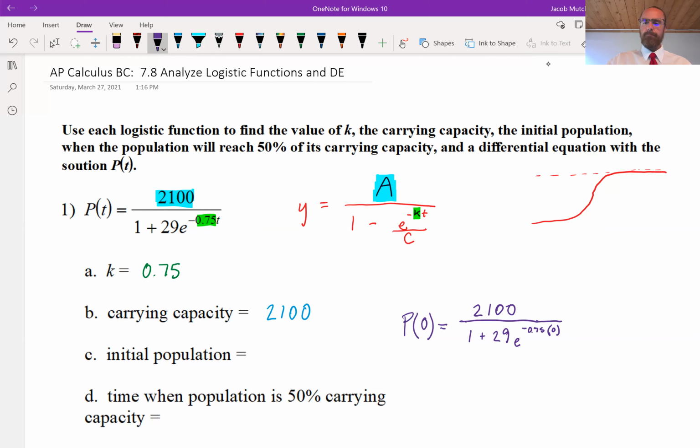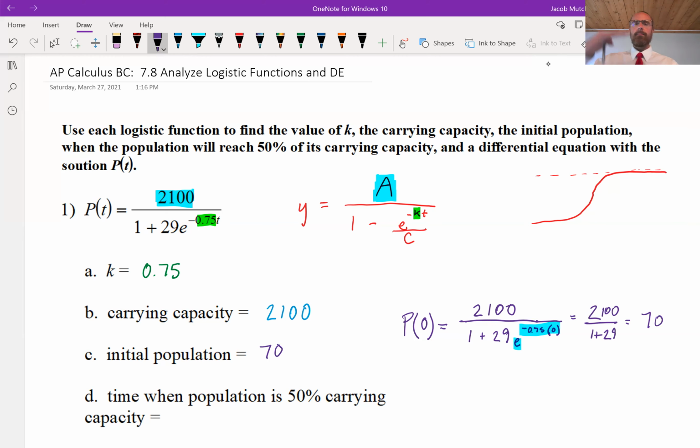So it's really only going to affect that base e to the power. And it's going to be e to the power of 0, and any base to the power of 0 is going to equal 1. So that whole exponential term, a factor down in the denominator, will go to 1. And so my initial population is going to be given by 2,100 over 1 plus 29. When I divide that out, 2,100 divided by 30, we could probably just do that mentally. That's going to be 70. And that's our initial population.